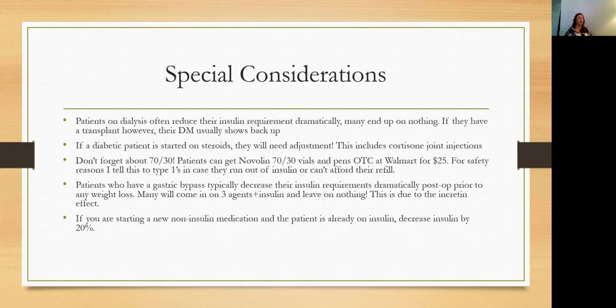And then if you're starting a new non-insulin medication and the patient's already on insulin, you might want to decrease their insulin by 20%. This is just a thought. So if you've got somebody on insulin and some PO meds and you want to start another one like a GLP-1 or SGLT2, you should probably decrease their insulin just a little bit so that they're not going to go low at the beginning. But those are just some extra things. And that's it.